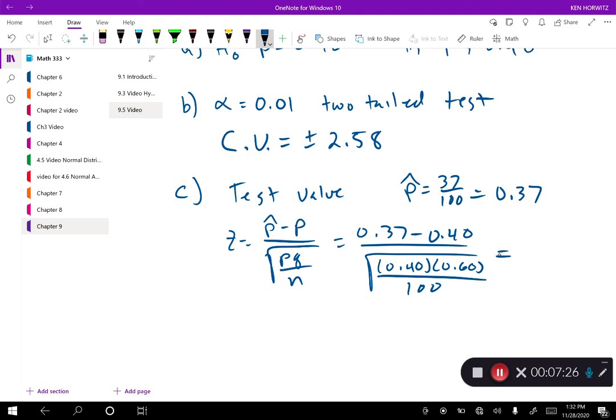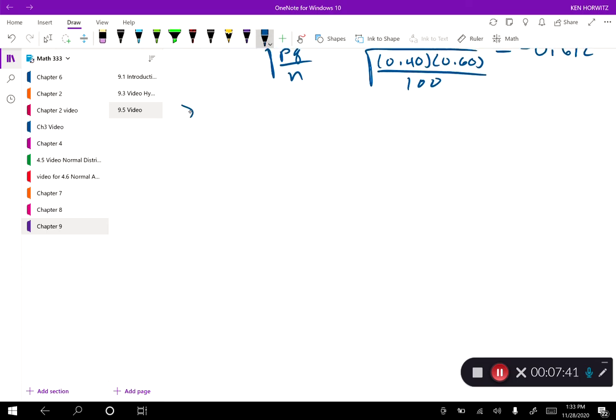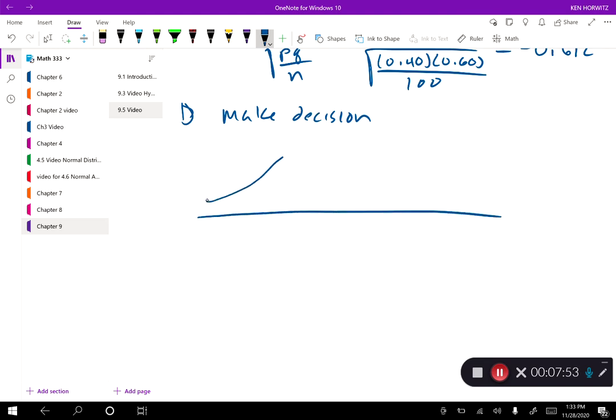All right, hopefully you paused the video and got the same number I did. My number was negative 0.612. Now I've got to make a decision. So my next step is to make a decision. And to make a decision, I'm going to draw a very quick graph. Now, you may not need to draw this graph at this point, but then again, you might be watching this video for the first time and not watched some of the others.